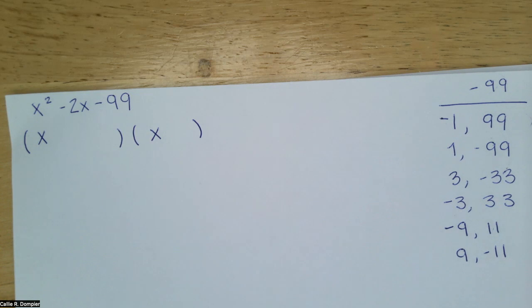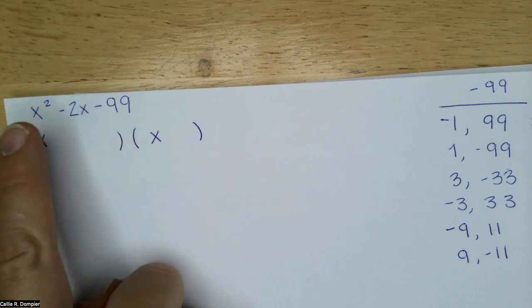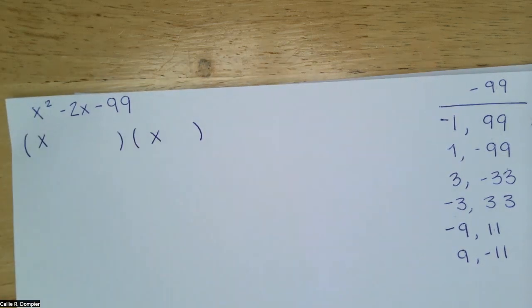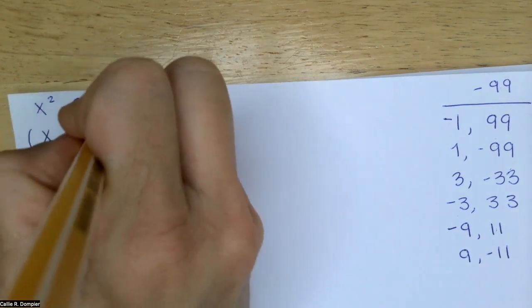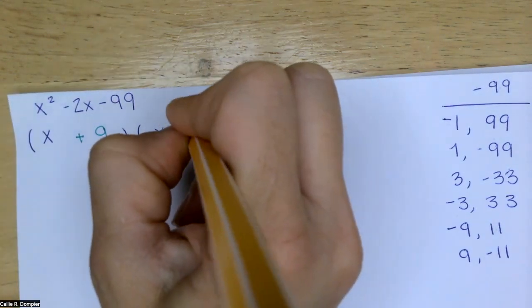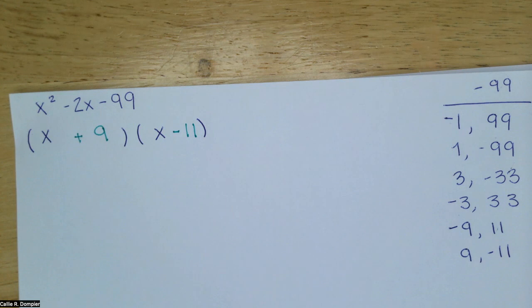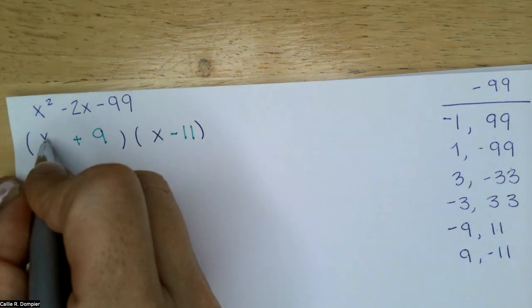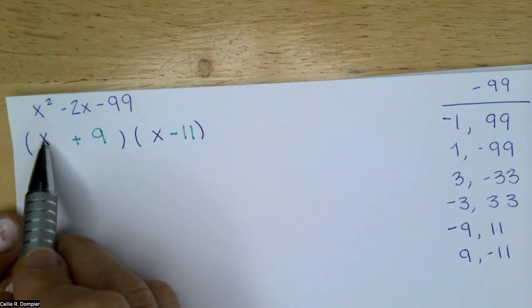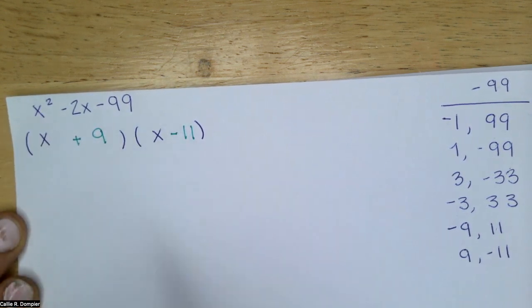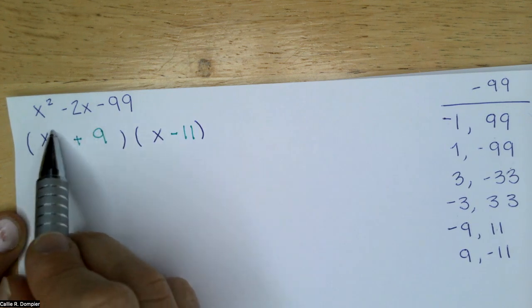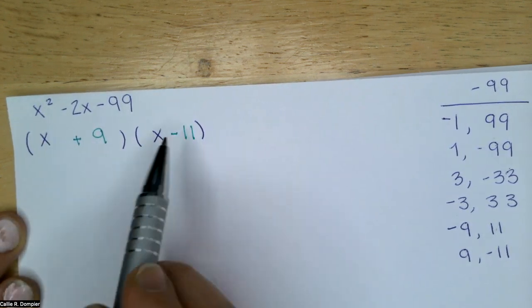Okay. So again, we know that this is x times x because x squared is x times x. Then, starting at the bottom of the list, we've got 9 and negative 11. So that would be plus 9 minus 11. Okay. Now we're going to work backwards to check that it looks like this when we factor. Sorry, 1, 2, 3, 4, right?